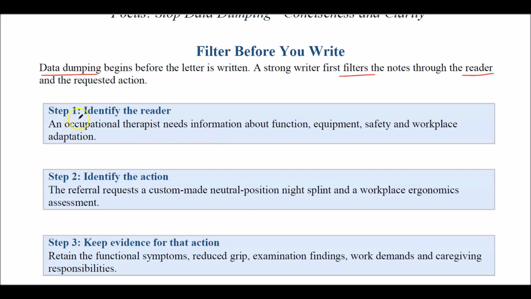So step one, audience. In this one, we're going to be looking at an occupational therapist. What do they need? They need information about function, equipment, safety, and workplace adaptation, as we'll see. Nothing else. Identify the action. The referral requests a specific splint and a workplace-specific ergonomics assessment. So let's take a look at the case notes and see.